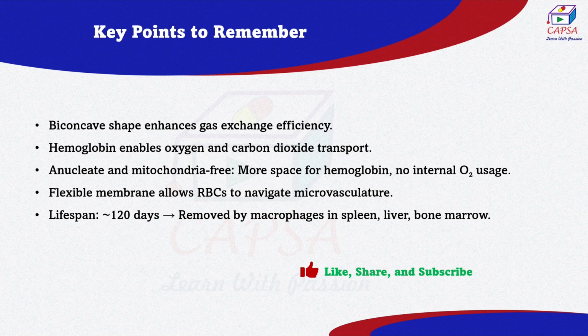Let's conclude by reviewing the most important points about RBCs, or red blood cells. Their biconcave shape is not just structural, it is functionally vital for maximizing gas exchange. Inside, hemoglobin serves as the core molecule for transporting both oxygen and carbon dioxide. RBCs have no nucleus or mitochondria, meaning they dedicate almost all their space and energy to gas transport. Their flexible membrane allows them to traverse even the tiniest blood vessels, and they live for about 120 days, after which they are systematically broken down and their components, especially iron, are recycled. Their destruction takes place mainly in the spleen, but also in the liver and bone marrow.